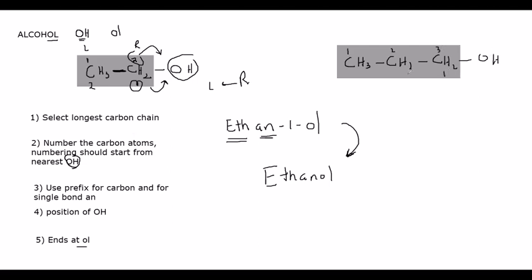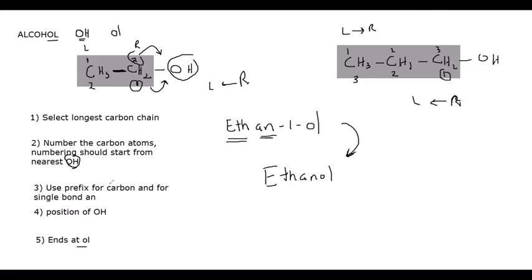If I number from the right hand side, 1, 2, and 3, OH is coming with the first carbon. So which numbering should I follow, left to right or right to left? I should follow numbering from right to left, because when I count from right to left, OH is coming with the first carbon. OH should be closer to the first carbon.